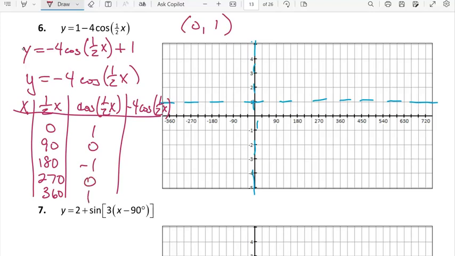To get the column on the far right, we're going to multiply those by -4. And to get the column on the left, we're going to undo the times 1/2. So we're going to multiply by 2.